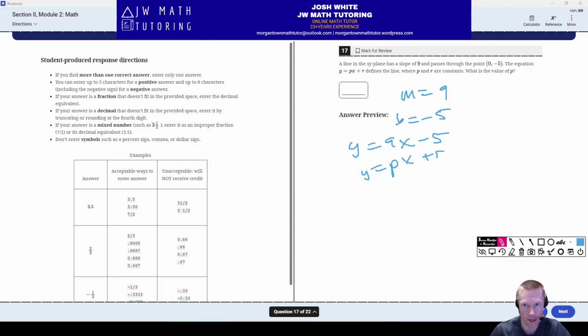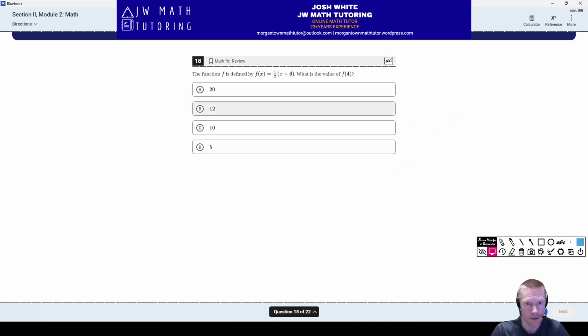So what's the slope of this line? Well, they already tell us it's 9. So you don't have to do any work for this one at all other than just reading it and recognizing what it's asking for. Correct answer is 9. Move on to the next question.